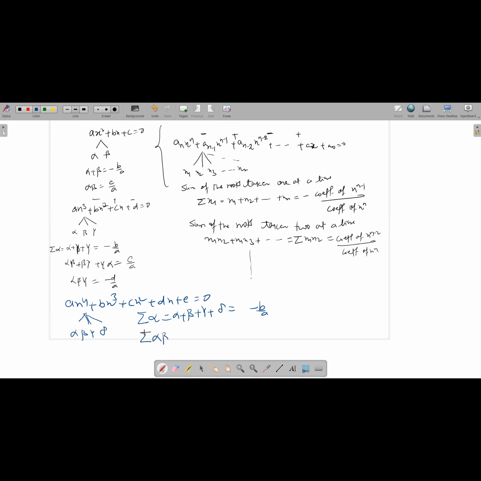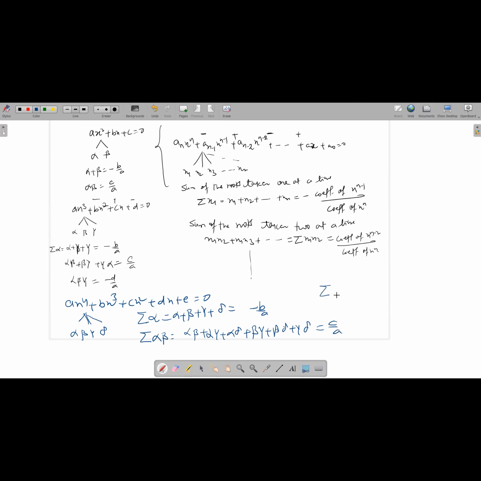The sum of the roots taken two at a time, we can take any two variables. It means alpha beta plus alpha gamma plus alpha delta plus beta gamma plus beta delta plus gamma delta, all possible combinations taken two at a time. That is c upon a.